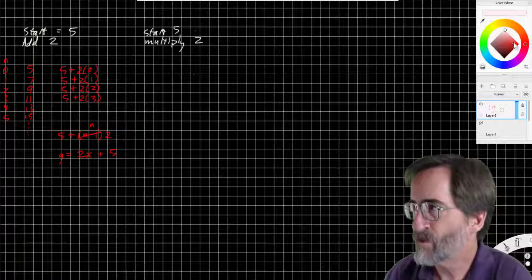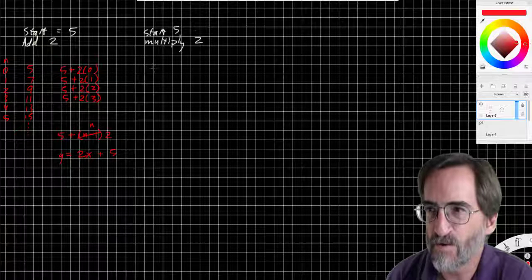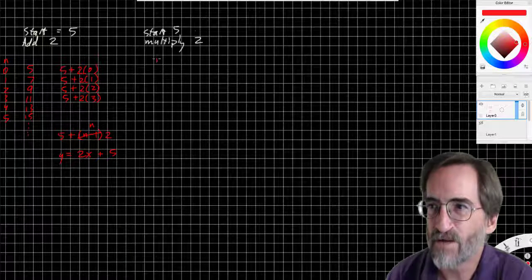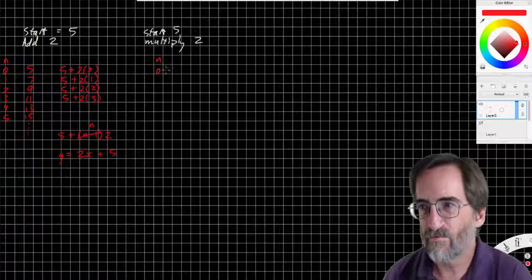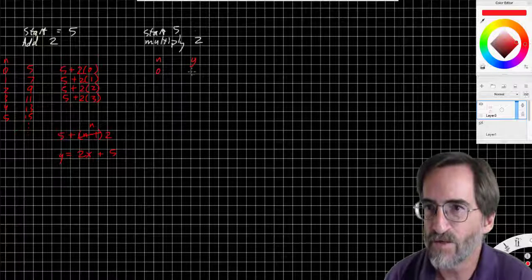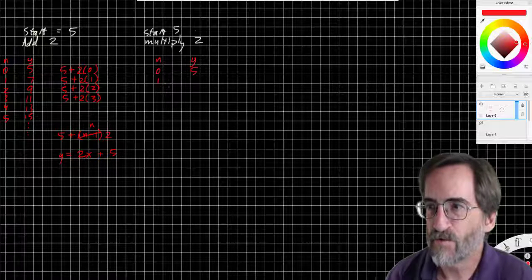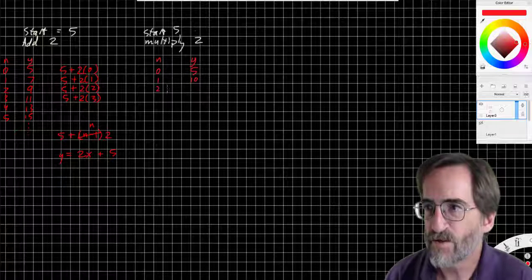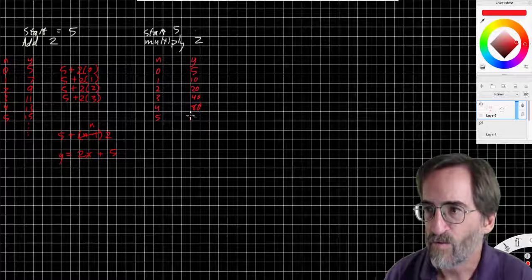So imagine what happens. And again, we're going to start n at 0. Okay? We're going to multiply by 2. So the output value is 5, right? And we're going to repeatedly multiply by 2. For the first term, 10. For the second term, 20. For the third term, 40. For the fourth term, 80. For the fifth term, we're going to go 160.